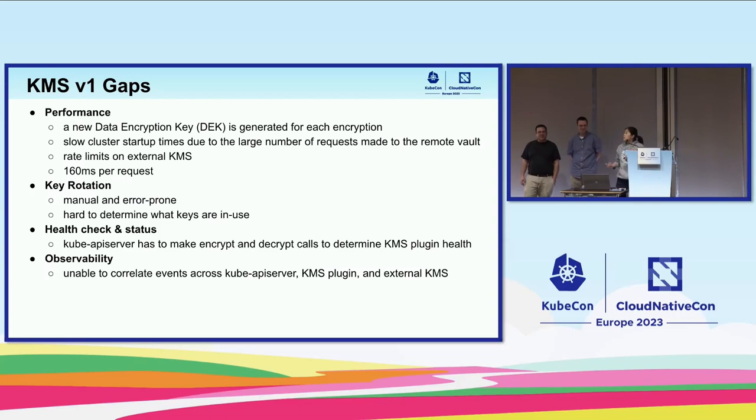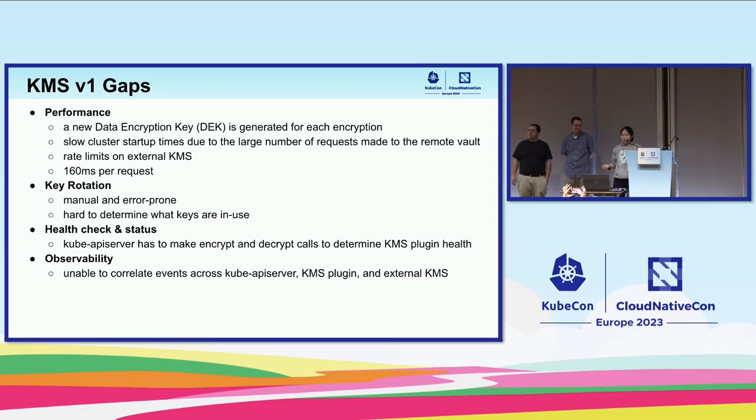All right, so before we talk about V2, let's address the elephant in the room. Why not V1? What's wrong with V1? Well, to start off, for every encryption request that comes through, a new data encryption key is actually generated every time. So now you might think, wow, that's a lot of new generation, because each data encryption key means now I have to go talk to the KMS provider every single time. And that's exactly what happened. This meant a slow cluster startup time, right? Because every time you restart the server, every single request actually went to the remote vault.